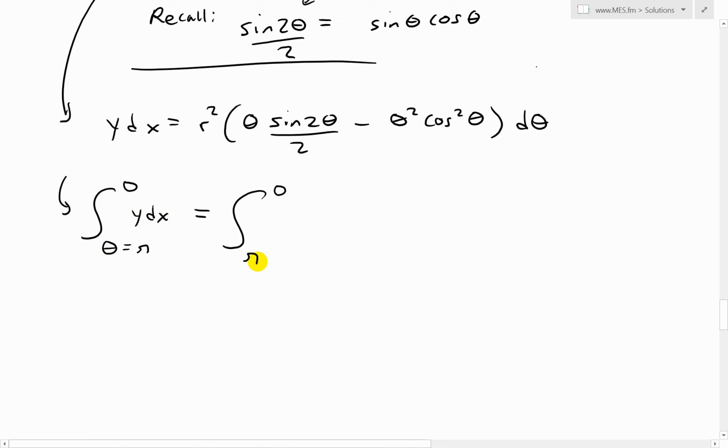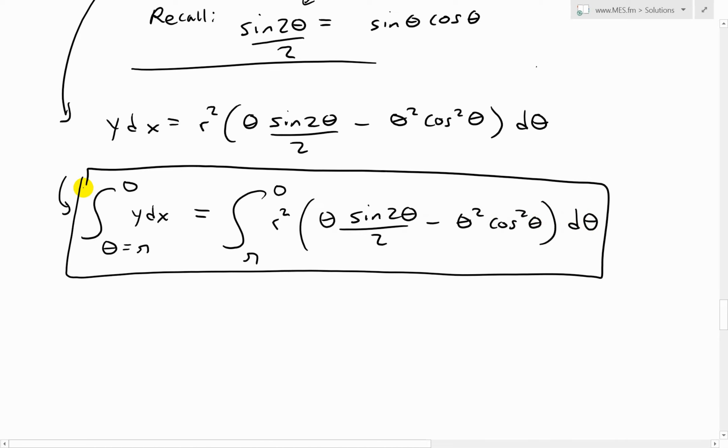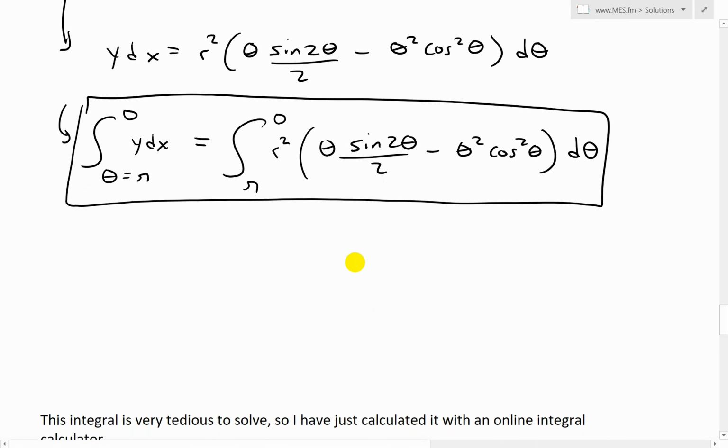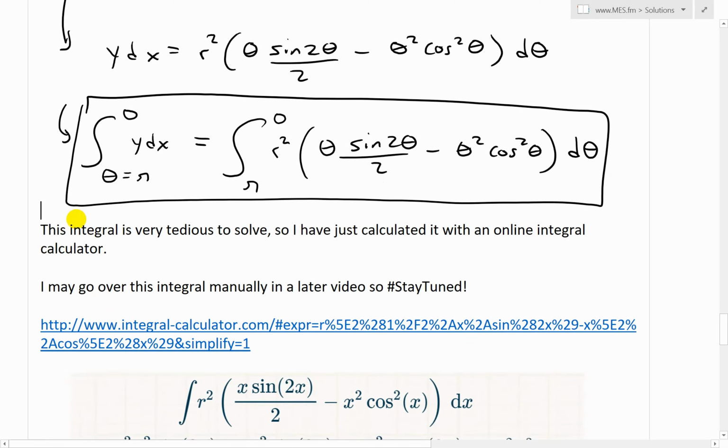So we have this from pi to 0 of r squared, and then we have this giant theta sine 2 theta over 2 minus theta squared cosine squared theta, and then d theta. So yeah, this is the integral. Let's just circle this. This is very tedious just to get to this integral, but it's actually even more tedious to solve it. So yeah, this integral is very tedious to solve.